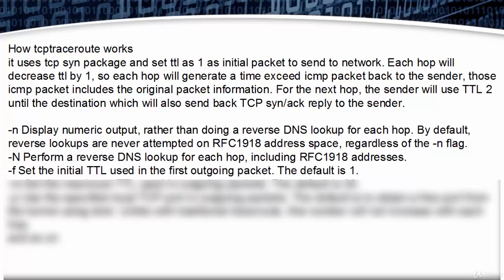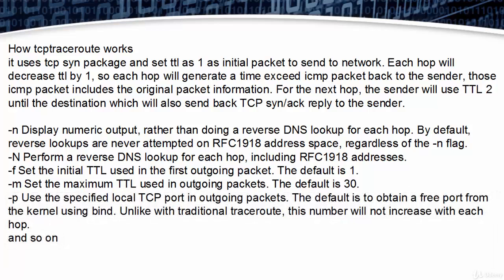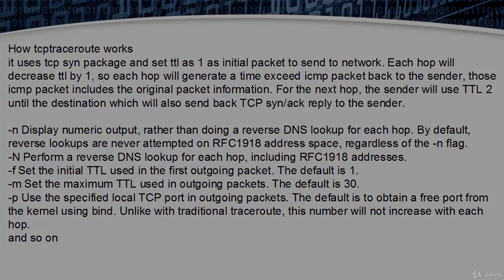-f sets the initial TTL used in the first outgoing packet. The default is 1. -m sets the maximum TTL used in outgoing packets. The default is 30. -p uses the specified local TCP port in outgoing packets. The default is to obtain a free port from the kernel using bind. Unlike with traditional traceroute, this number will not increase with each hop, and so on.